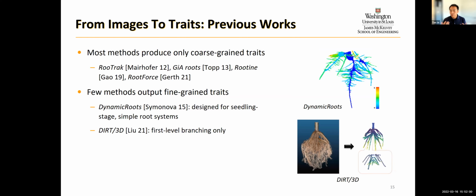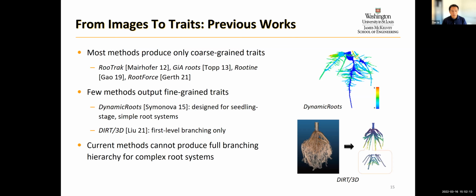because the methods that we're using are based on visible light, and they cannot really see through the crowded crown into the body of the root system. So there are no methods that we know about that can produce a complete branching hierarchy, as well as the other fine-grained traits, directly from complex roots, such as those actually growing in the field.